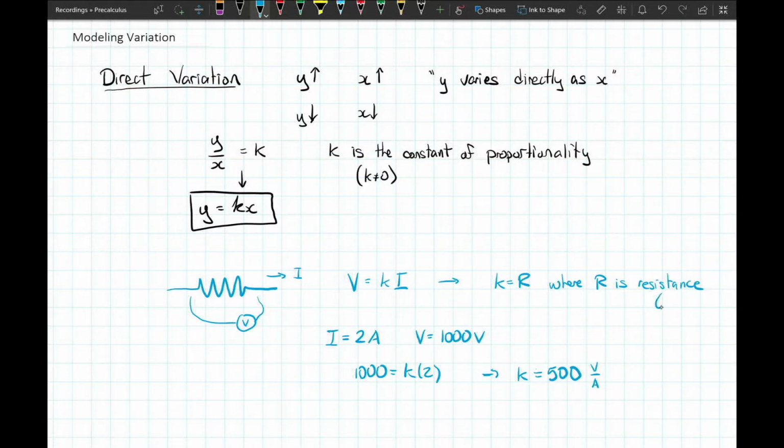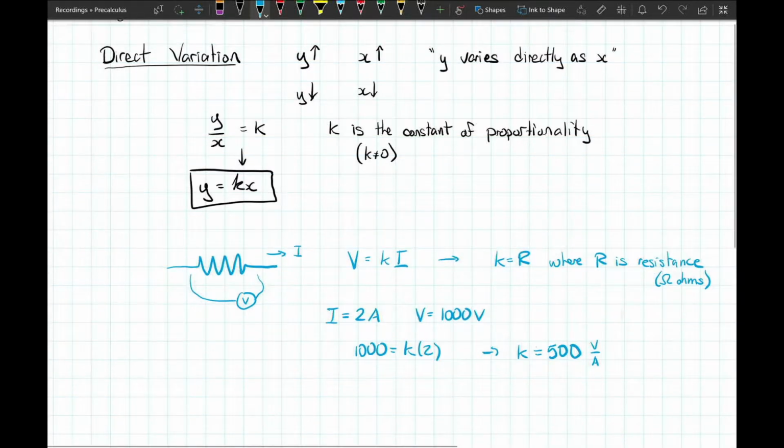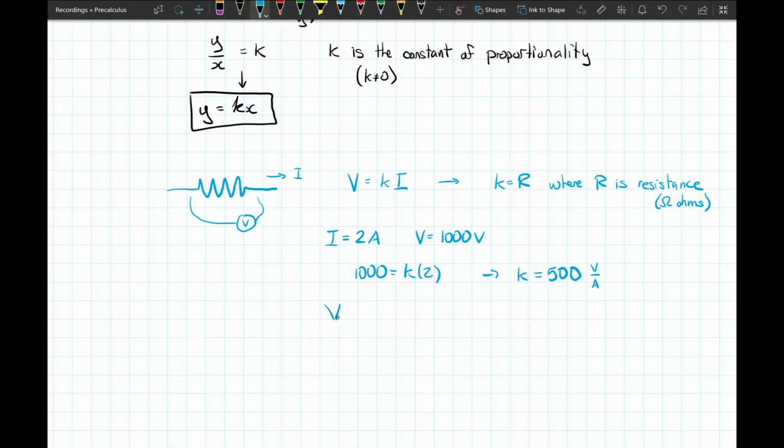Resistance is actually measured in ohms, which has the omega symbol. But now that we've got the model, we can see that voltage is just always going to be equal to 500 times I. And this model here will allow us to change current to any value that we like, plug it in, and find out what the voltage is.